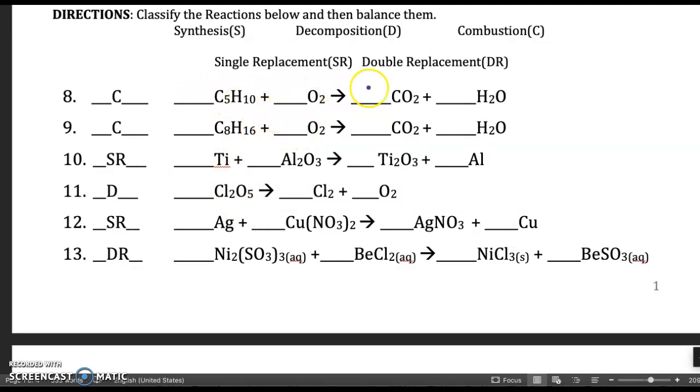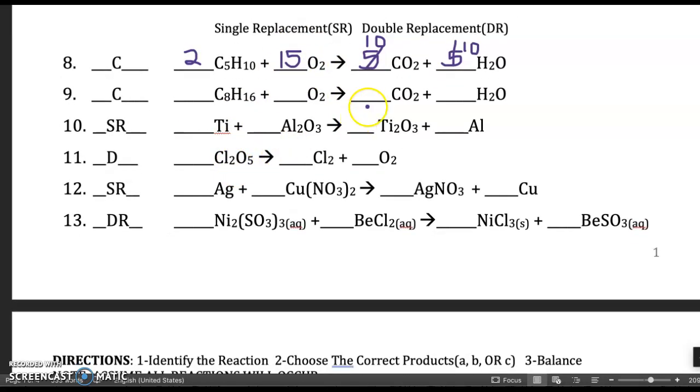Now, number 8 is kind of a tough balance. I start with 5 carbons, so I have to put a 5 here. Then I have 10 hydrogens, so I have to put a 5 here. Now I have to add up my O's here. I have 10 O's and 5 O's. You'd think 7.5 would have to go here, but I can't do that. So what I have to do is double. That's got to be 2. This has to be 10. This has to be 10. And then instead of having 15, I have 30. So I can put a 15 there to give me 30 oxygens. That happens sometimes in combustion.